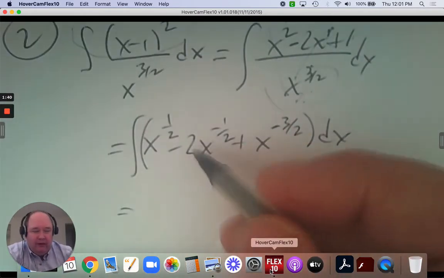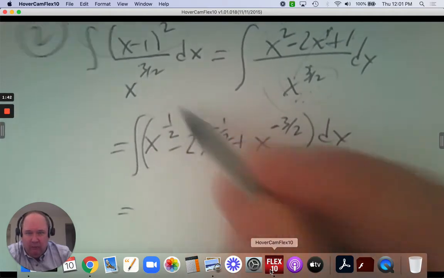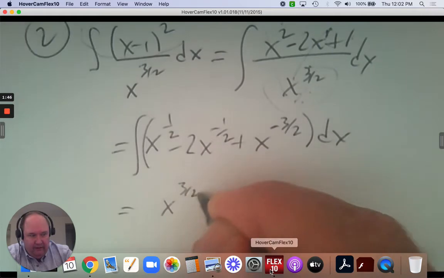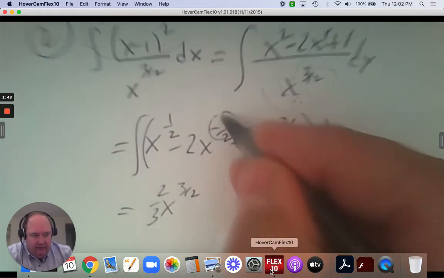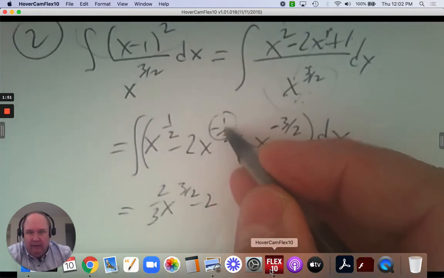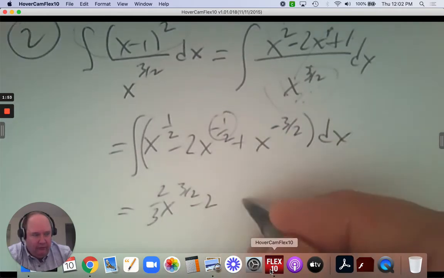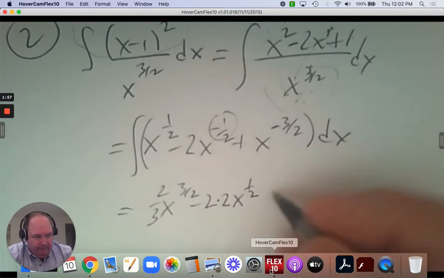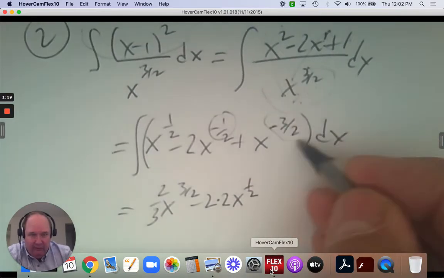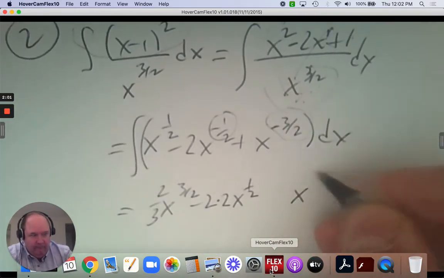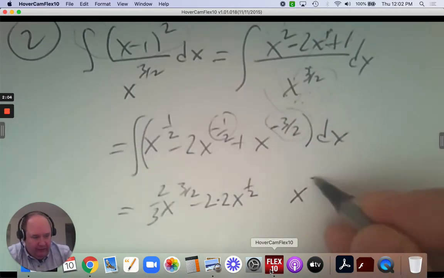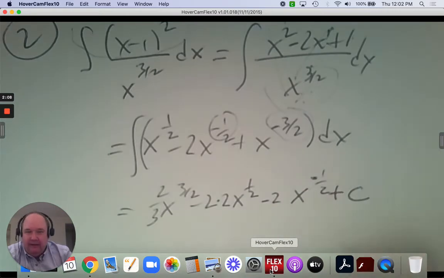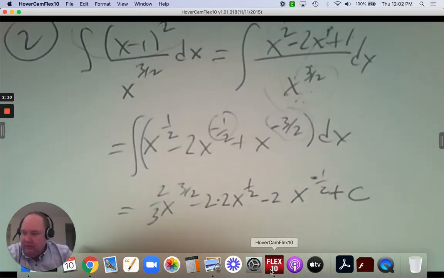Now, for each one I'm going to do the antipower rule, which is add 1 to the exponent. So 1 plus 2, that's 3, and then the reciprocal. Here, add 1 to the exponent, so -1 plus 2 is +1/2 times the reciprocal. And then the last one, add 1. So -3 plus 2 is -1/2, and then the reciprocal, and then the constant. Done. And don't worry about simplifying that at the end. Number 3.